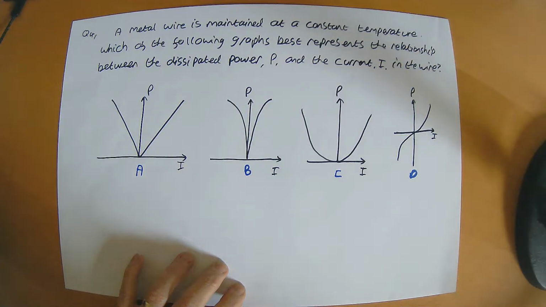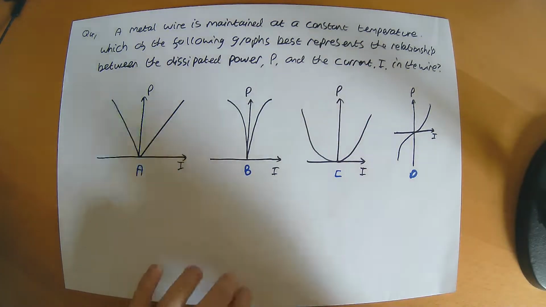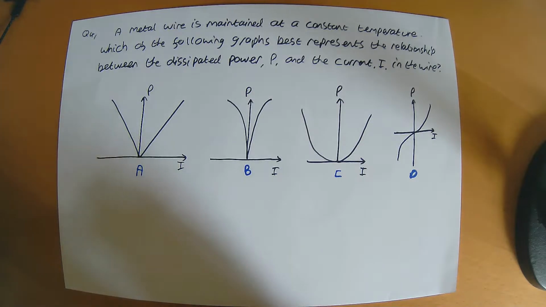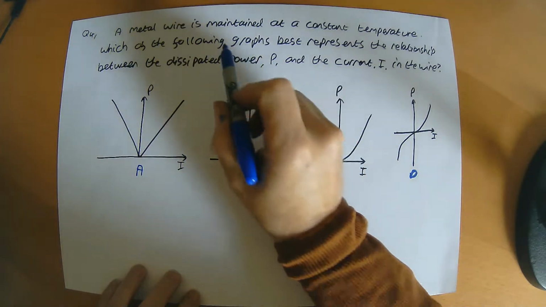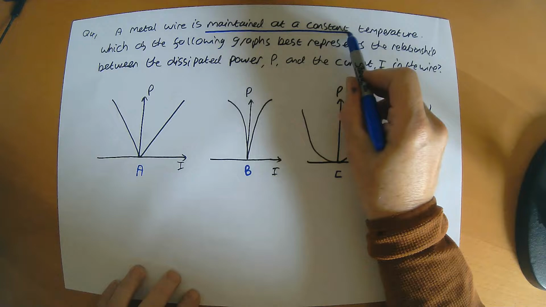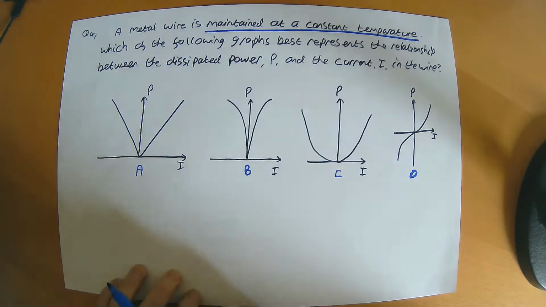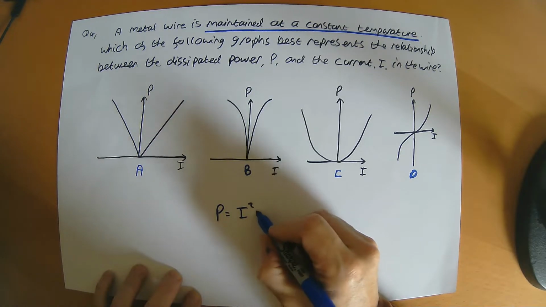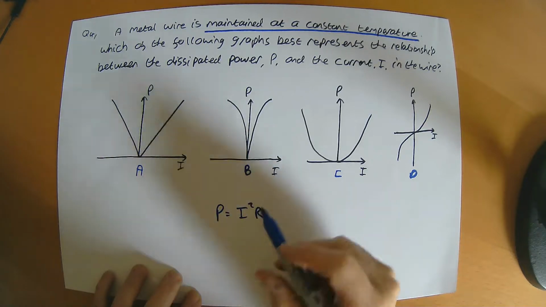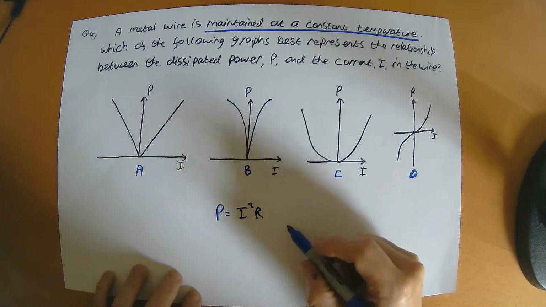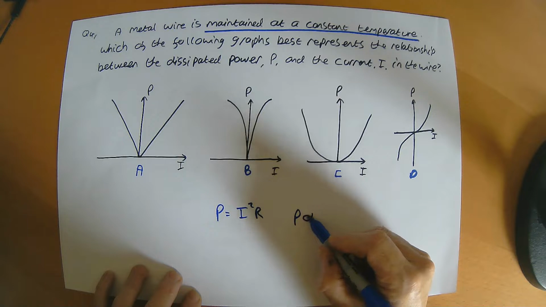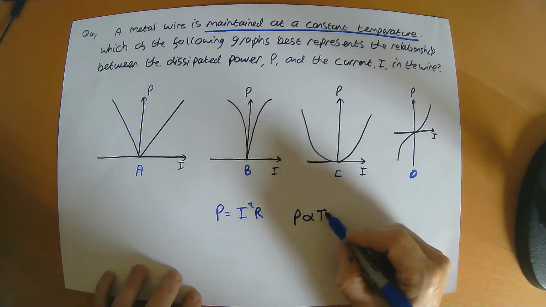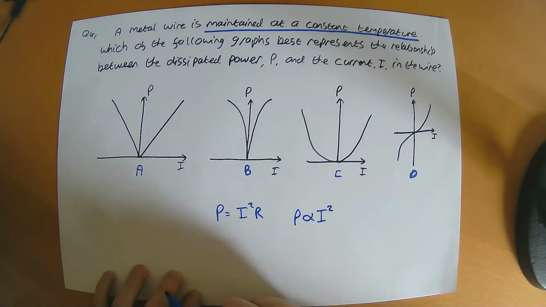We want to see what happens when we compare the power with the current in a wire which is maintained at a constant temperature, and so we know that it has a resistance which doesn't change. Then we can just use the simple equation which is on the data sheet, P equals I squared R. Now if R is a constant, that means that any graph where P is directly proportional to I squared will be the answer.